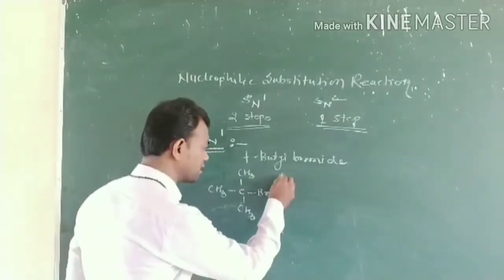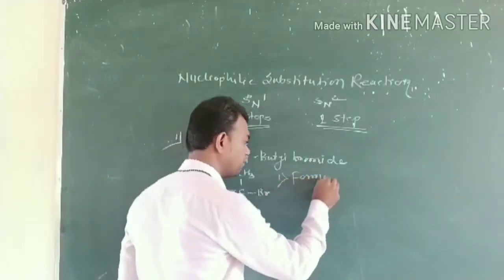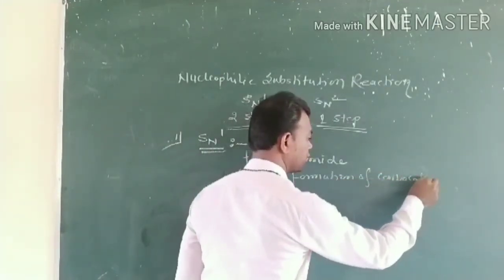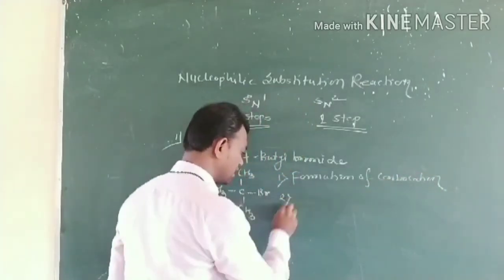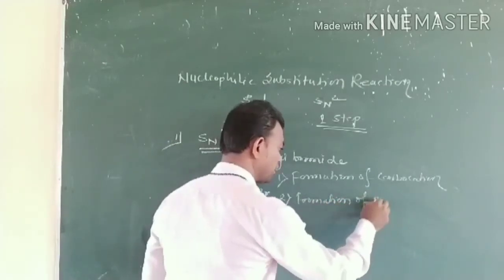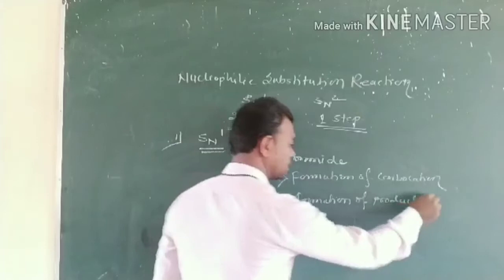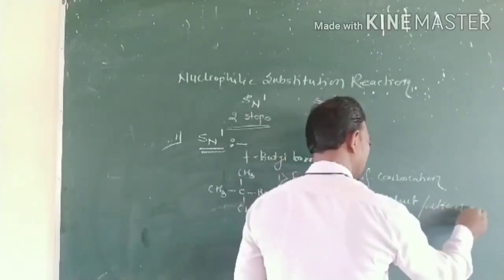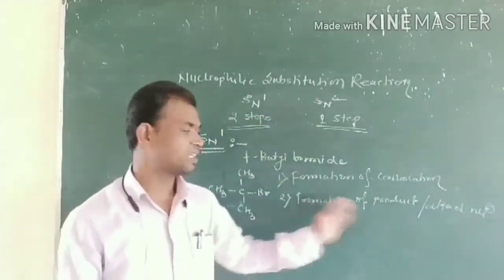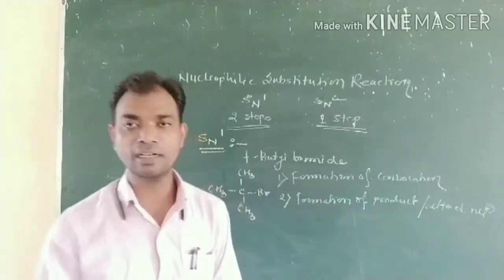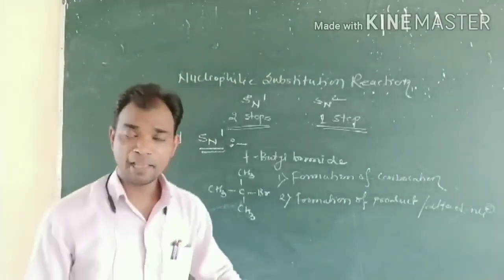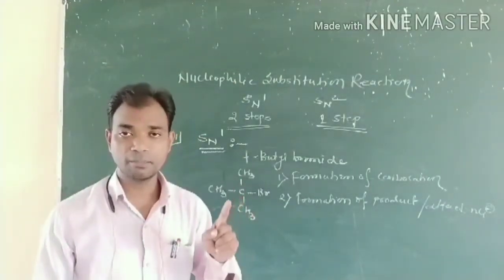That means in the first step there is formation of carbocation, and the second step is the formation of product, or it can also be described as attack of nucleophile. Okay, in the first step, what happens in the SN1 reaction mechanism?